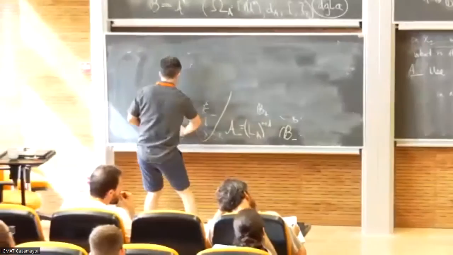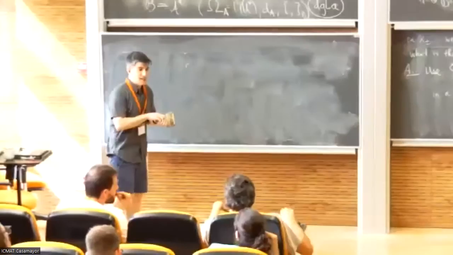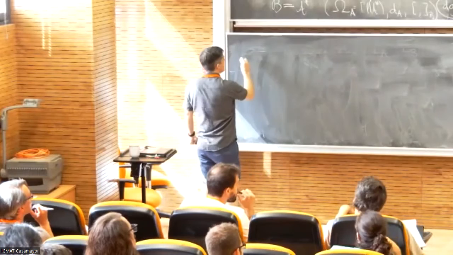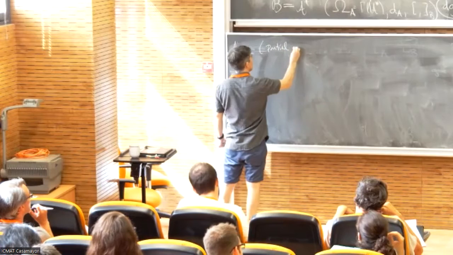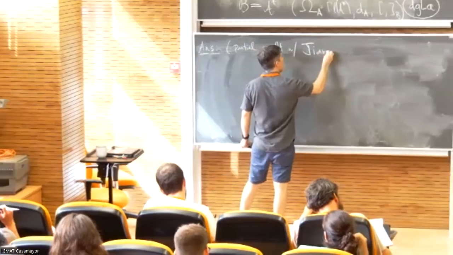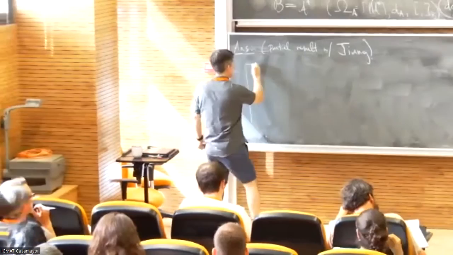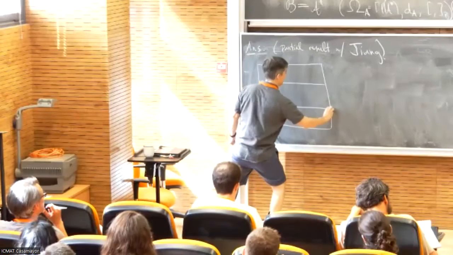You mentioned something about the holomorphic nature now. Is there any variation in this? Yes, that's what I'll describe now. Okay, so what you need to do is the following. So the answer, this is a partial result so far with Jian. Result, and this is the following. So I don't know if you ever played the game tic-tac-toe as a child, but that's what we need to do.